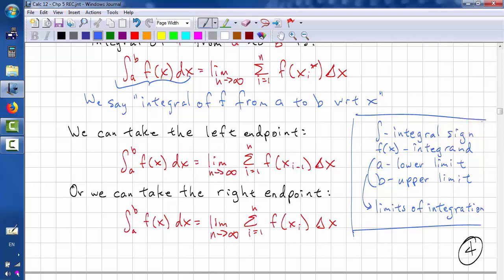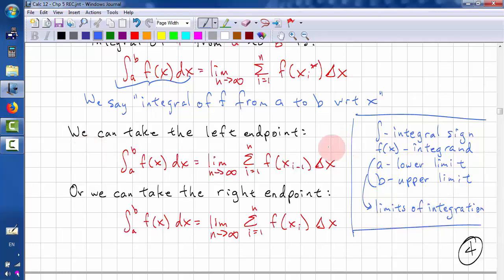And some points on notation. This fancy s is called the integral sign, f of x is called the integrand, a is called the lower limit of integration, b is the upper limit of integration, and together they're the limits of integration.